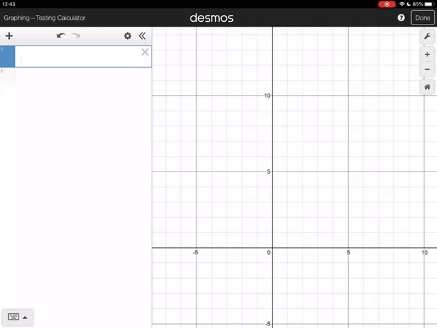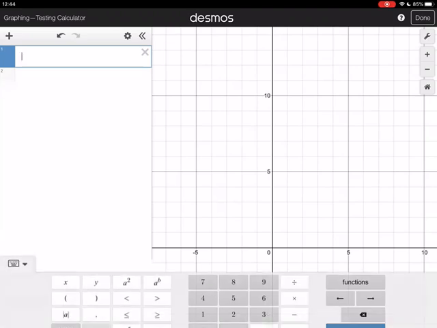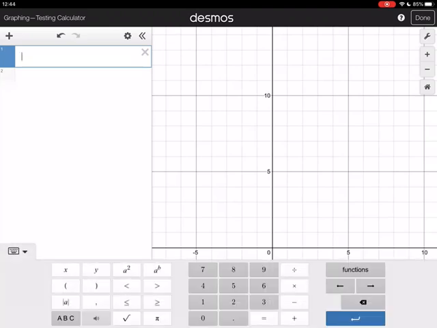Okay, so let's use Desmos to do some graphing of quadratic functions. I highly recommend that you also open up your Desmos app and follow along with what I'm doing, just so you familiarize yourself with all the different ways of doing things here. I have y equals x squared. That's what I'm going to start with.